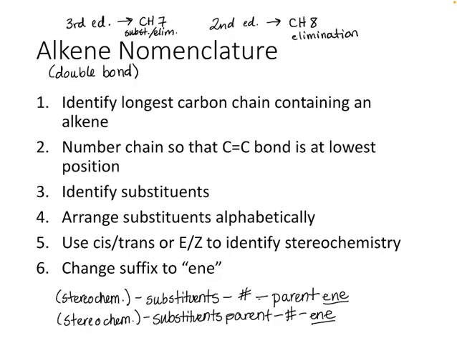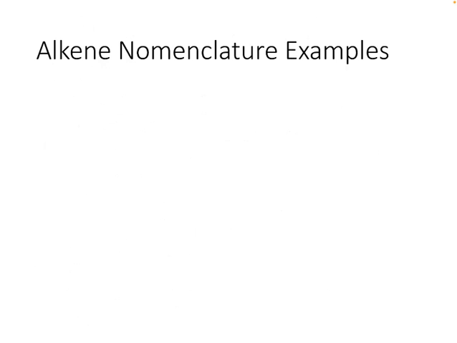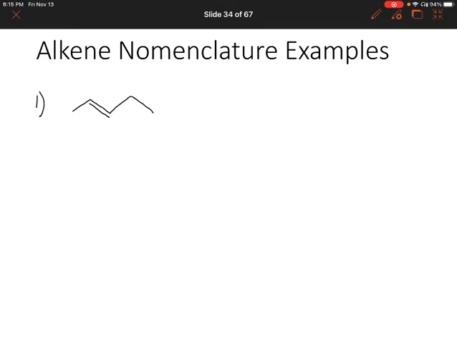All right, so let's go over some examples. So let's start with something that's fairly simple. Okay, so how would we name this molecule? So let's first identify how many total carbons we have. So it looks like we have 1, 2, 3, 4, 5. And let's number them so that the double bond has the lowest number possible.